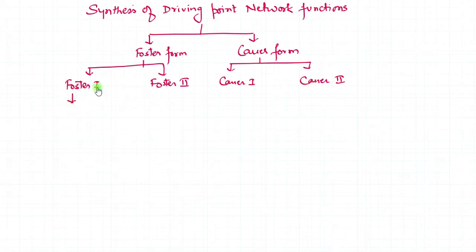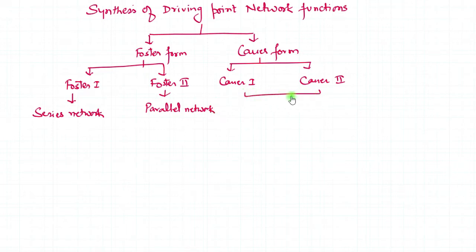If we realize the network function using Foster 1 form, we get a series network. Similarly, if we realize the network function using Foster 2 form, we get a parallel network. Whereas if we realize the function using Carr 1 and Carr 2 form, we get a ladder network. That is, the shape of the function will depend upon the type or the form we are using for the synthesis. If we are using Foster 1 form, we'll get a series network. If we are using Foster 2 form, we'll get a parallel network, and if we are using Carr 1 and Carr 2 form, we'll get a ladder network.